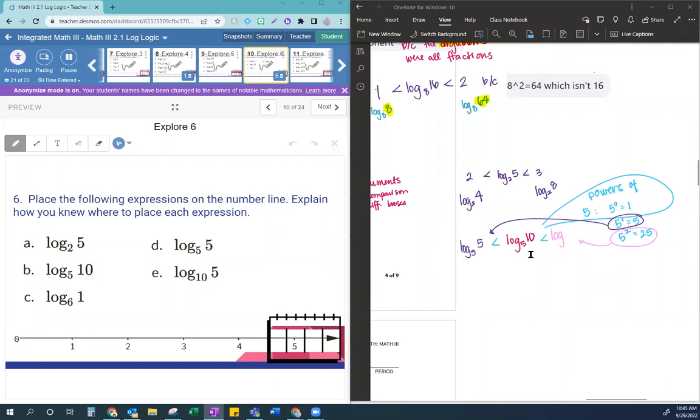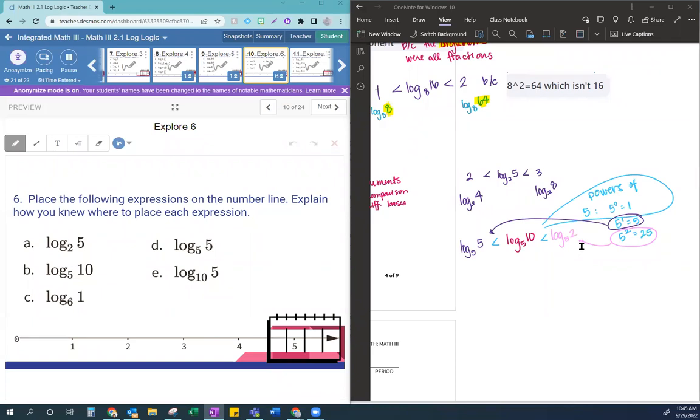Can you rewrite this in terms of logs? I rewrote this one in terms of logs. I said log base 5 of 5. So this one is going to be log base 5 of 25.